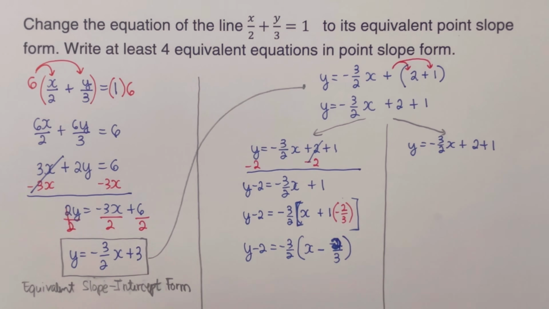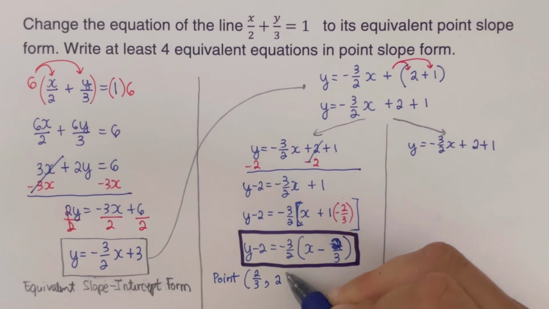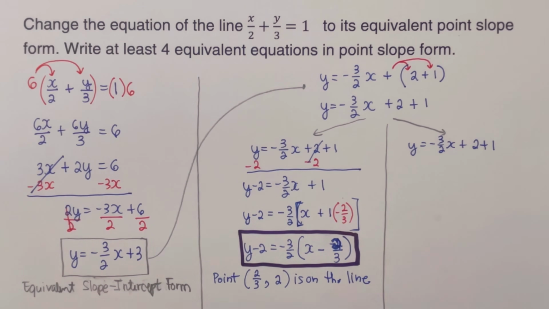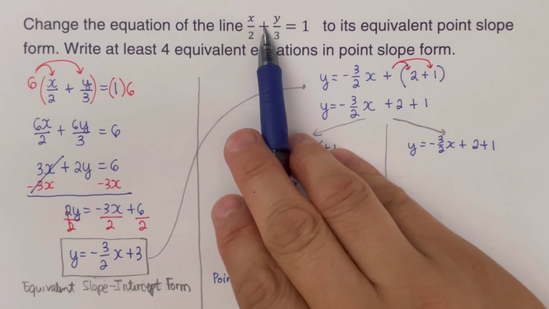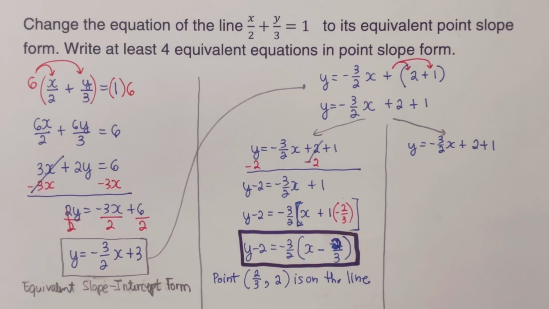This tells us that 2/3 comma positive 2 is on the line. So I'm going to go ahead and label that down here. So this is the equivalent point-slope form of this equation that we have up there. So we go ahead and come up with another equivalent point-slope form.